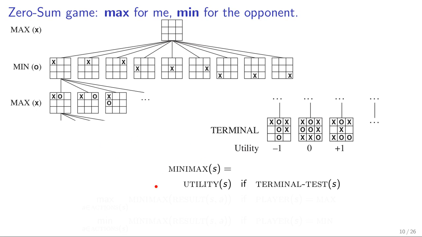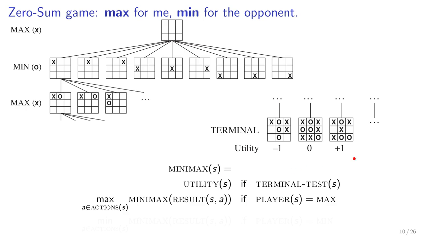Now, let's start writing up the algorithm in pseudocode. So the minimax of state S, if the state happens to be a terminal state, then it's just the utility of it. So we have a terminal test: is this checkmate, or is this 3 in a row or 3 on the diagonal? If yes, then we just assign the utility. That's when we get all the way through to the end of the game.